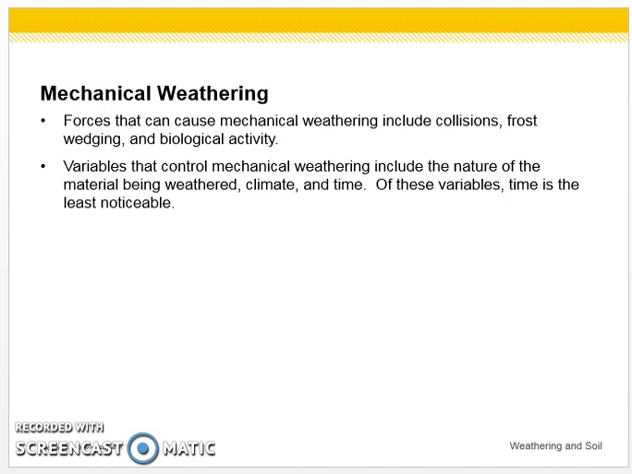So, mechanical weathering. Forces that can cause mechanical weathering include collisions, frost wedging, and biological activity. Variables that control mechanical weathering include the nature of the material being weathered, climate, and time. Of these variables, time is the least noticeable. So let's talk about variables when it comes to the material.